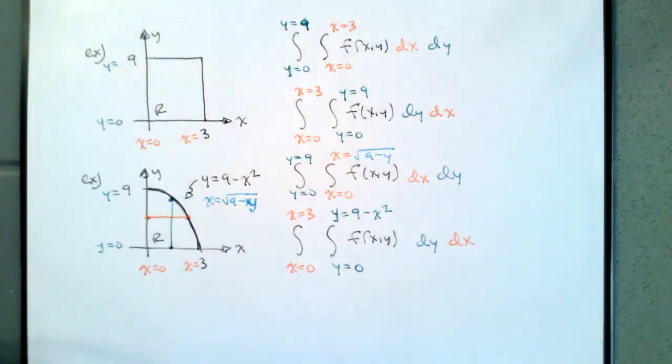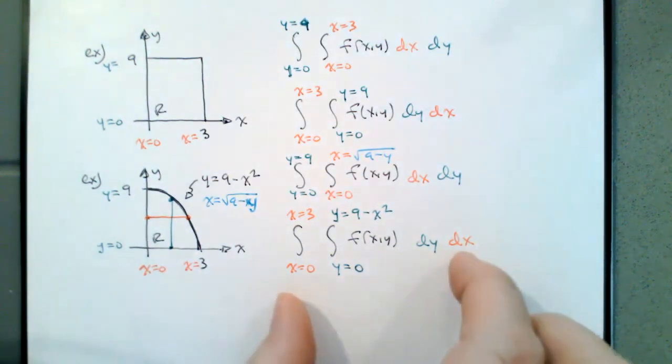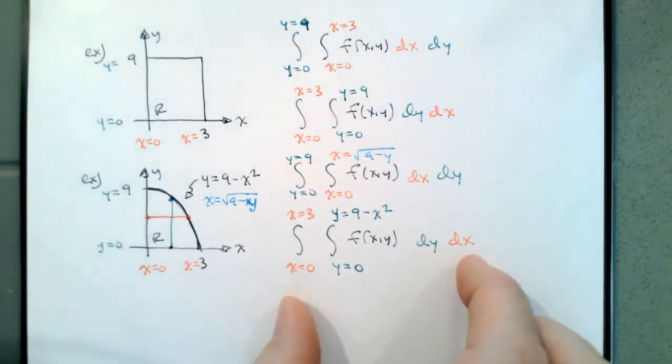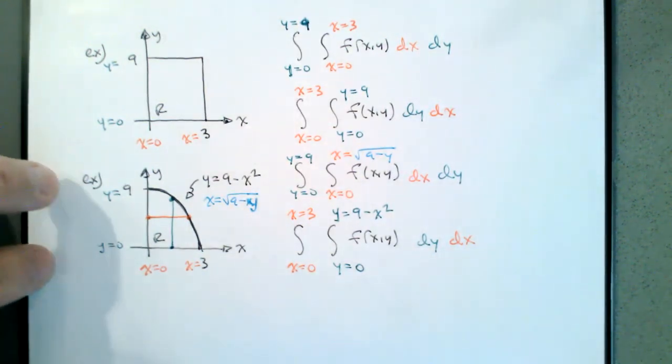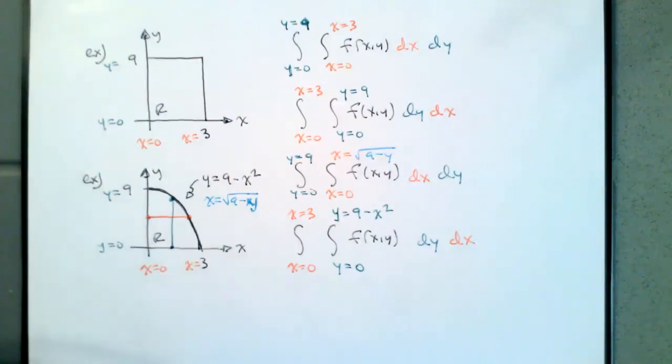From a building-an-integral standpoint, start with the outer one first. Say that one has to be constants. X is between 0 and 3 in a dy dx, where the outer one has to be constant. So in a dx dy, the y's are between 0 and 9. You don't care about the shape. You just care about the lowest and highest y values or the lowest and highest x values. Any questions? Tomorrow, we're just going to practice describing some more regions with double integrals.